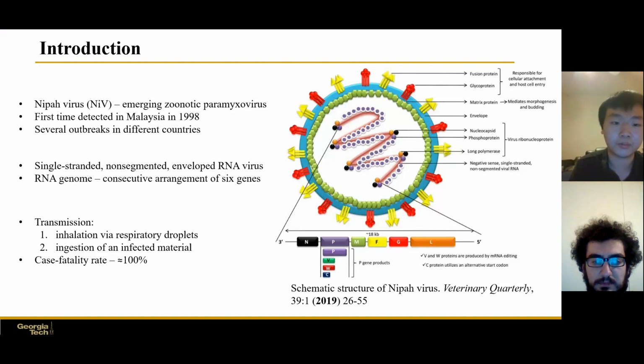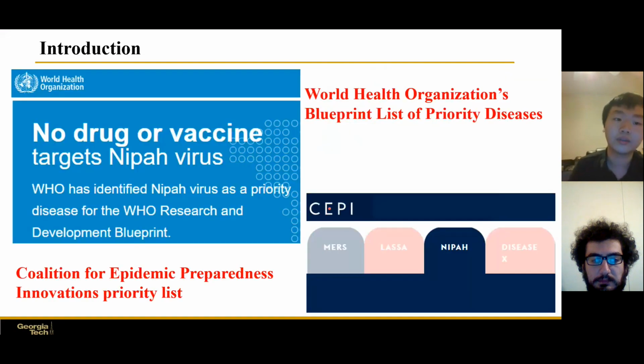The attachment and the fusion glycoproteins are the ones that attach to the cells and start the infection. It is transmitted via inhalation, and it can be ingested through an infected material. And most case fatality rates usually end up to be 100%. So currently, there are no drugs or vaccine that targets Nipah virus in reality. And because of that, it is identified as a priority disease for the WHO. It is also in the Coalition for Epidemic Preparedness Innovations priority list for similar reasons.